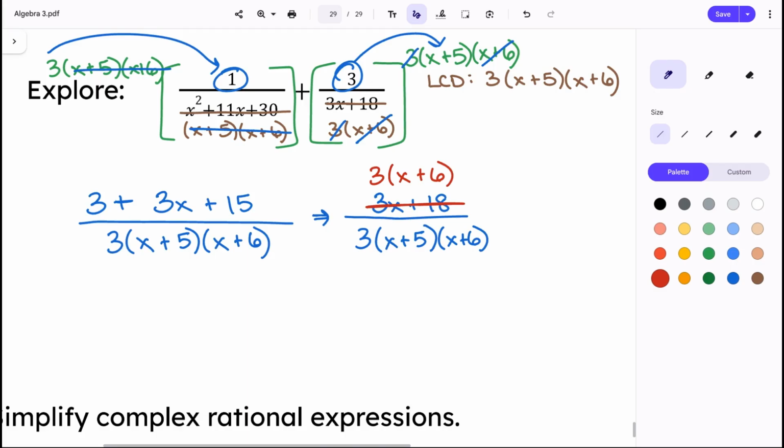What do you guys think we can do here? We can cancel stuff off. So what can I get rid of? Yeah, the 3's are gone, the x plus 6's are gone. So what's left on top? A 1. Good, not 0. Okay, just because we got rid of everything doesn't mean that it goes away. There's still a 1 there because you're dividing by itself. And what's left on the bottom?